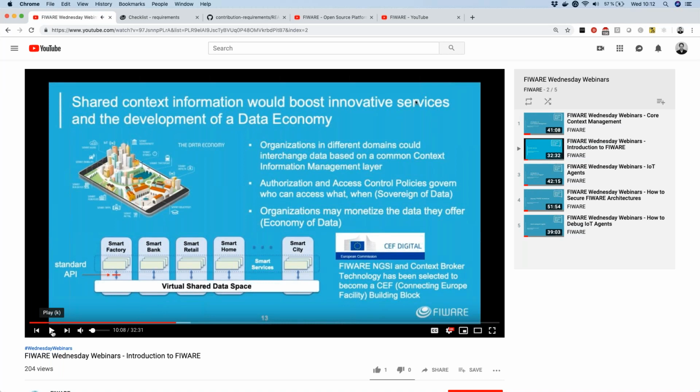I'll pause this for a second. Let's just keep it nice and simple and just do a simple water sprinkler or a simple lamp as to what the ideas behind FIWARE actually are.